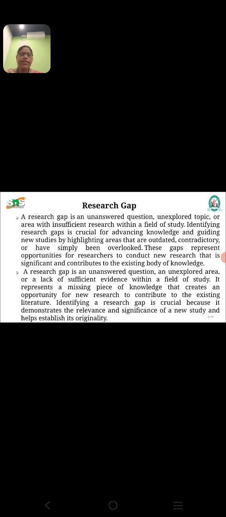And identifying a research gap is crucial because it demonstrates the relevance and significance of a new study and helps to establish its originality. So this gives a new study and establishes how the study has its originality without any deviations from the previous or existing study. So it paves the way for the research study.